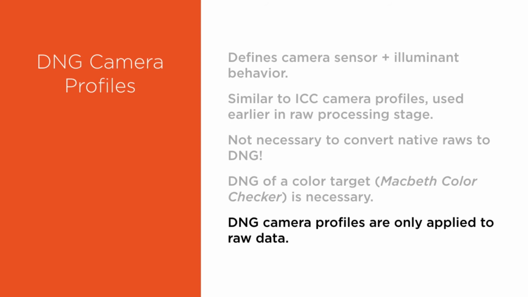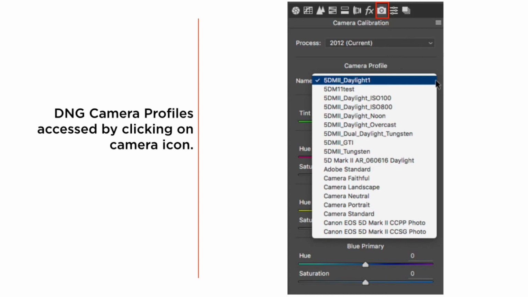DNG camera profiles are only applied to the actual raw data. So if you're using Adobe Camera Raw and you've opened up a non-raw file, you will not see these camera profiles. The camera profiles are based on the actual camera itself. So you'll see in this particular dropdown, instead of working with a Rebel, I'm working with a Canon 5D Mark II.